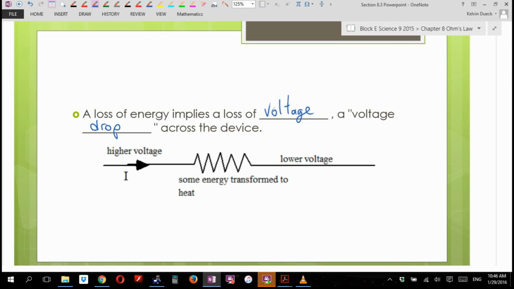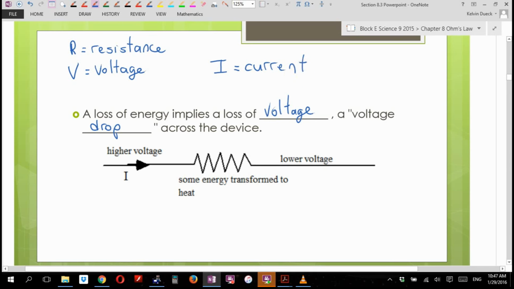So, you ready? In physics, we tend to abbreviate. We don't like to write out full words. So if you see a capital R, that's resistance. If you see a capital V, that's the voltage. Unfortunately, the letter C for current is taken up by something else very important. And the letter A for amps, which you might also be tempted to use for current, is also taken up by something else important. So this is the only one that doesn't make sense. We use an I, a capital I, for current.